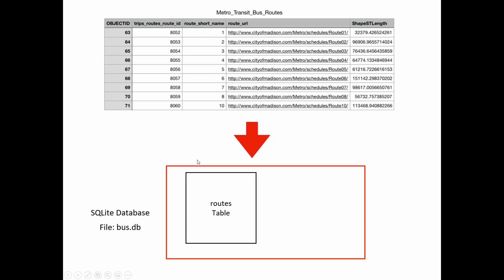In our database, there's going to be two tables. The first one is the routes table. It shows all of the different route IDs, the short route name, that's the one that actually appears on the sign, the URL for that bus, and then some extra information.